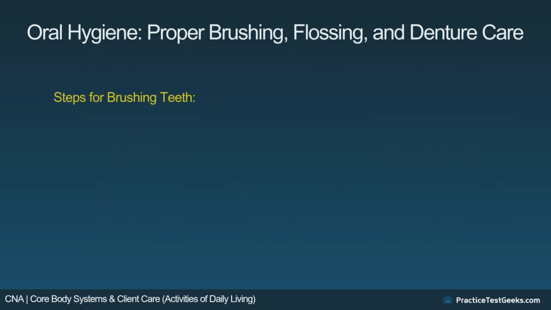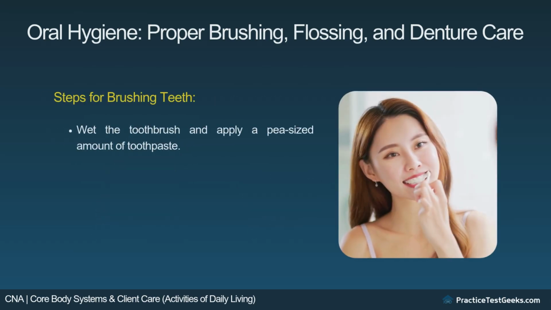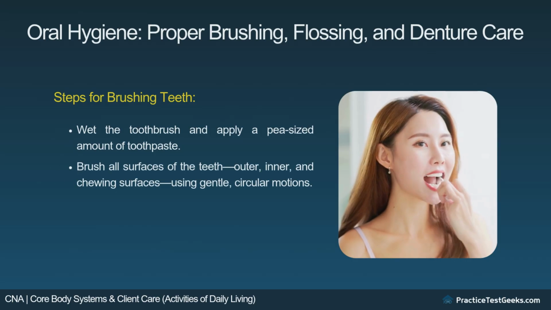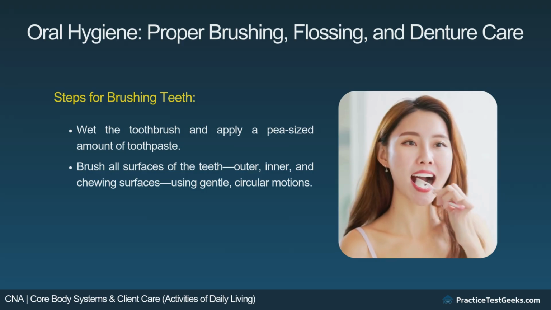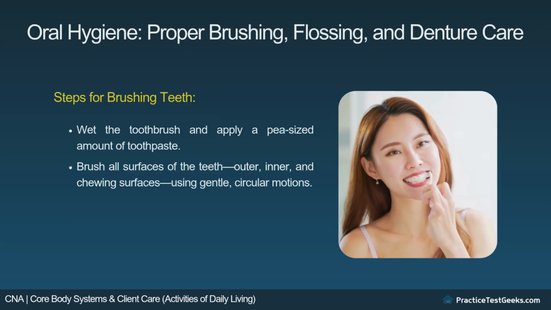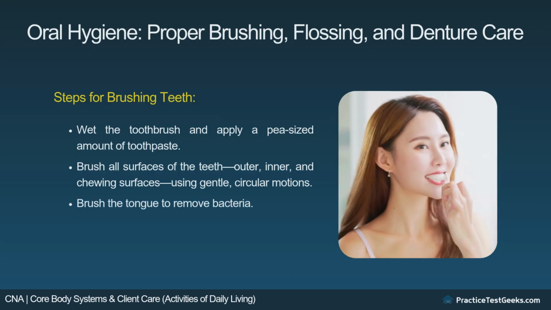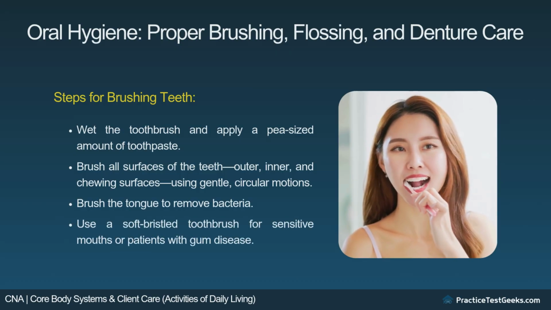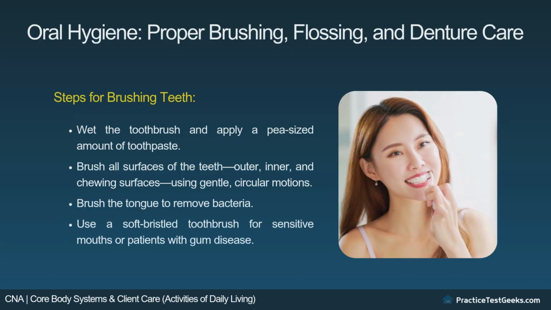Steps for brushing teeth. Wet the toothbrush and apply a pea-sized amount of toothpaste. Brush all surfaces of the teeth, outer, inner, and chewing surfaces, using gentle, circular motions. Brush the tongue to remove bacteria. Use a soft-bristled toothbrush for sensitive mouths or patients with gum disease.